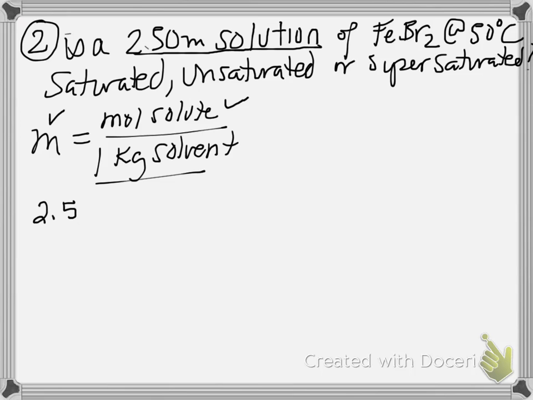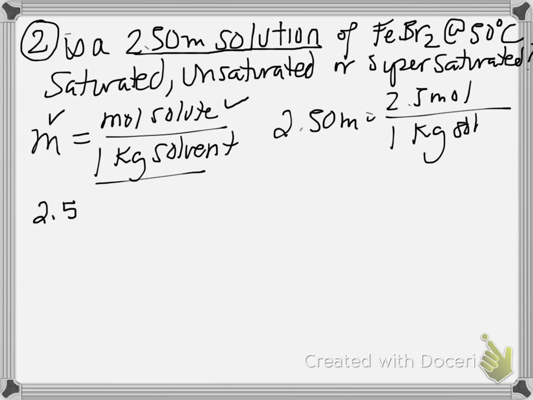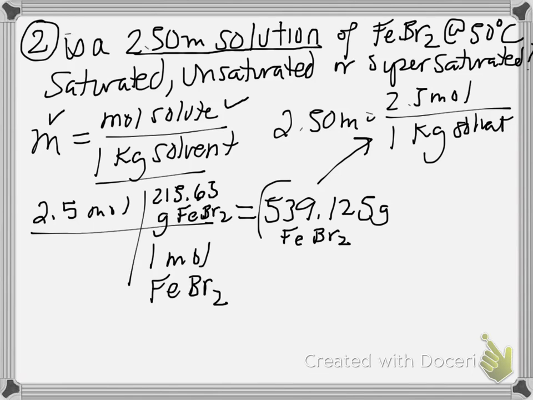2.5. So a 2.5 molal solution would be 2.5 moles of your solute in 1 kilogram of your solvent. There are probably a couple other ways to figure that out, but that's the easy one that occurs to me. So we take that 2.5 moles and figure out how many grams it is. So we now have an answer. We know that there are 539.125 grams of iron(II) bromide in every 1 kilogram of water.